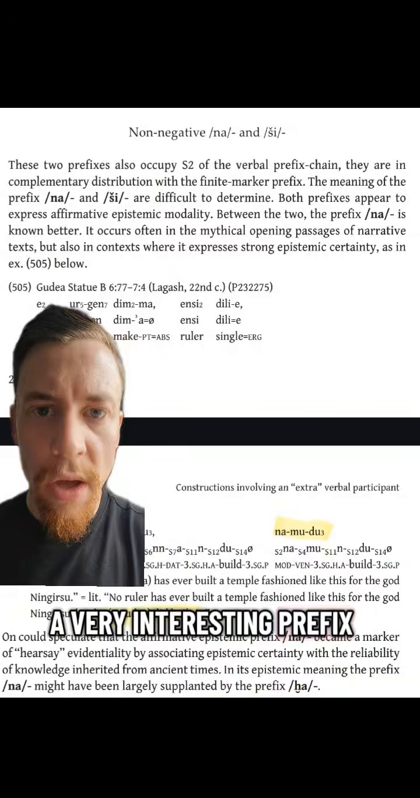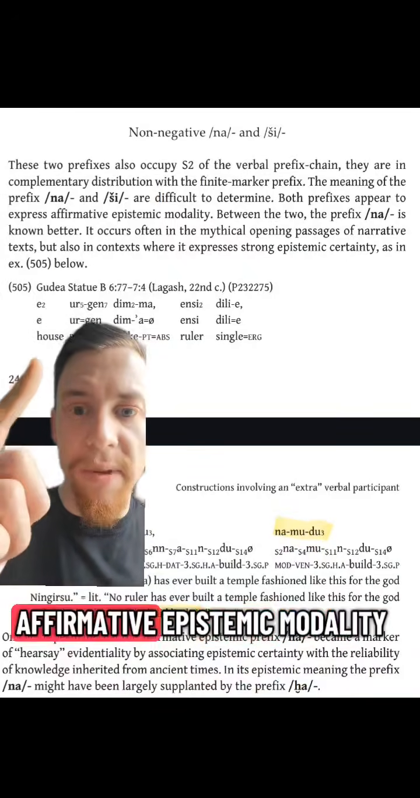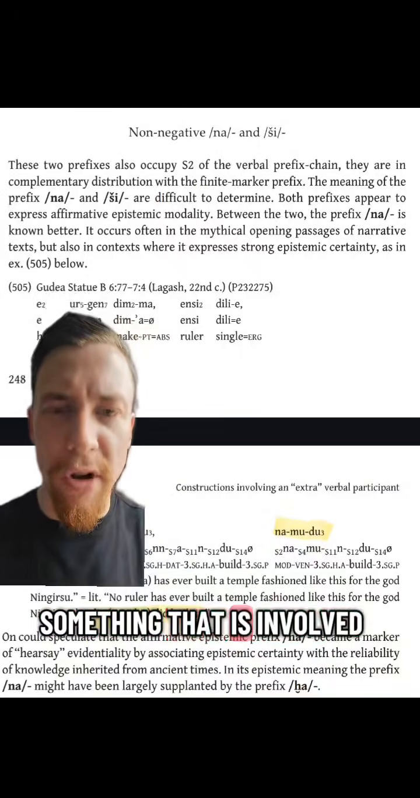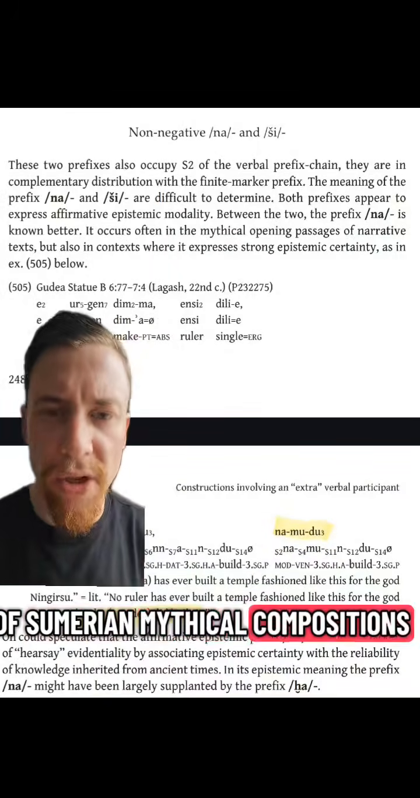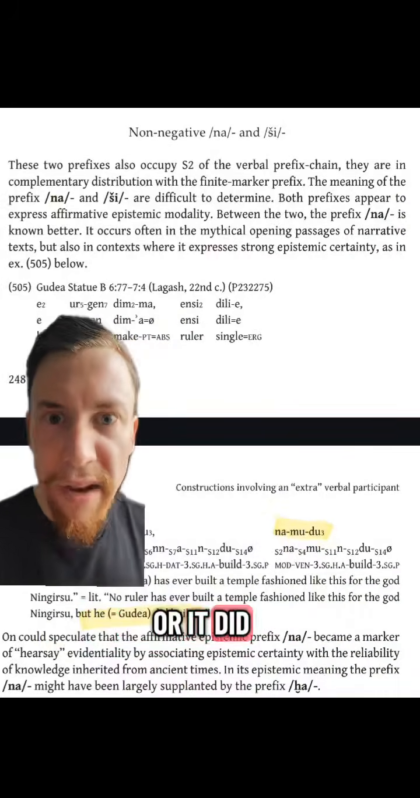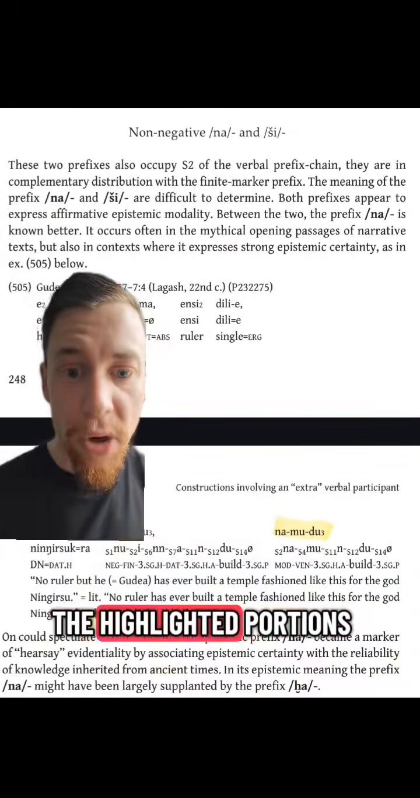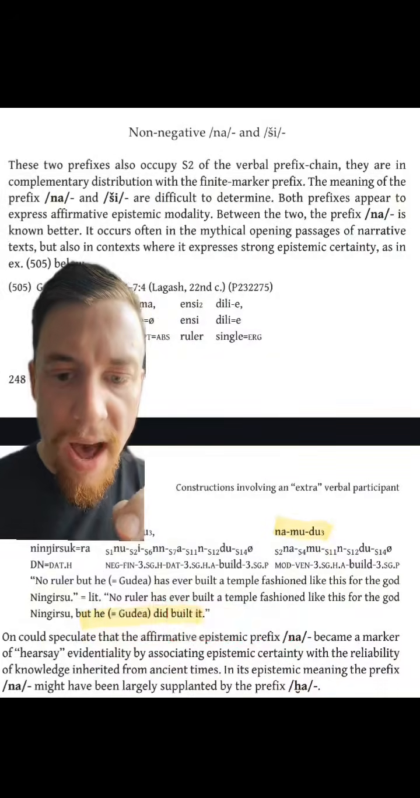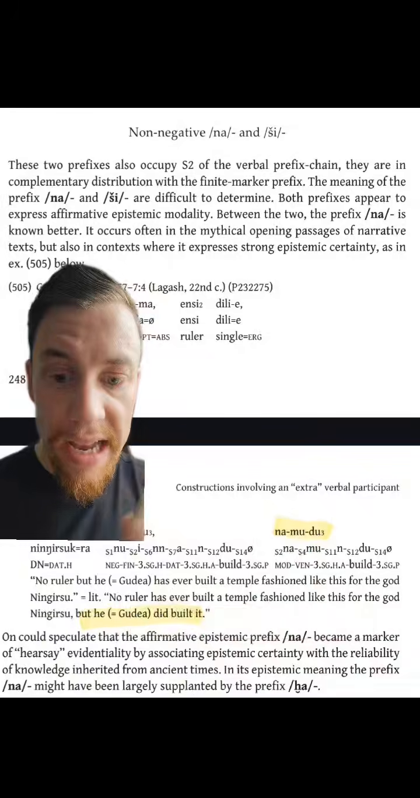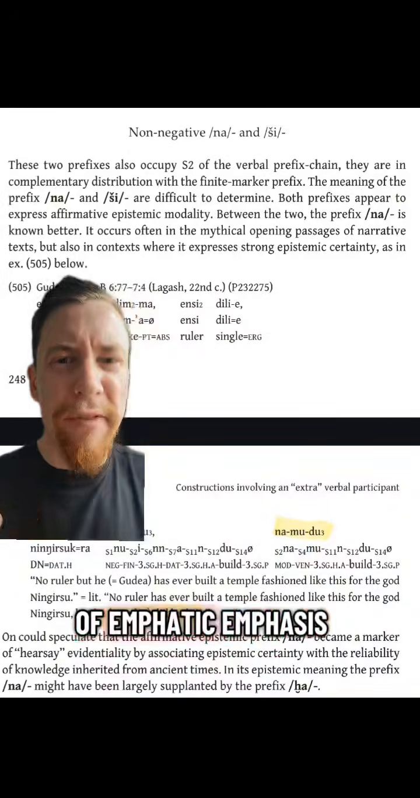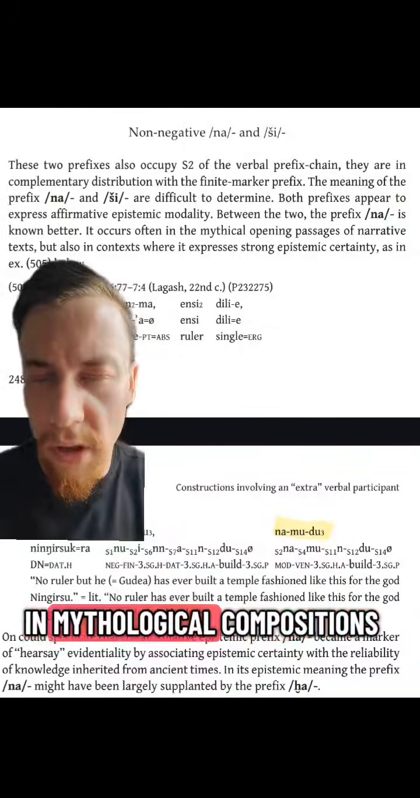Then we have Na. Now this is a very interesting prefix. So this has been referred to here as the affirmative epistemic modality. But in simple terms, it's basically something that is involved in a handful of Sumerian mythical compositions, and it's essentially meaning indeed something happened, or it did definitely happen. So as you can see in the highlighted portions, we have Namudu, so Na again, do meaning to build, and then at the bottom, the translation, he did build it, or you could translate that as he did indeed build it. So it's a sort of emphatic emphasis, used in mythological compositions.